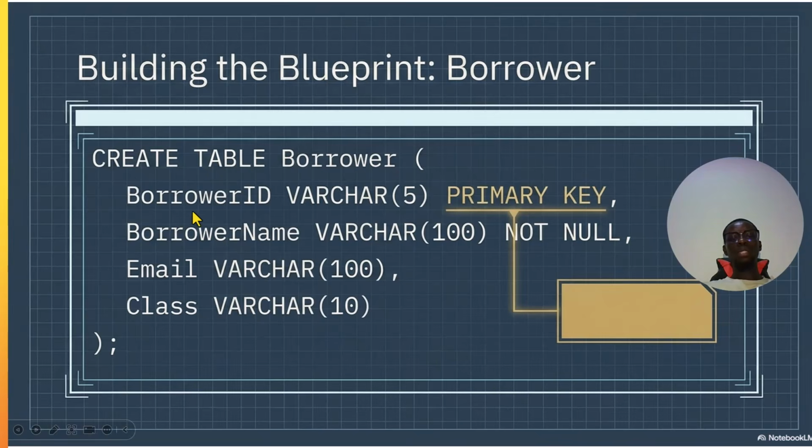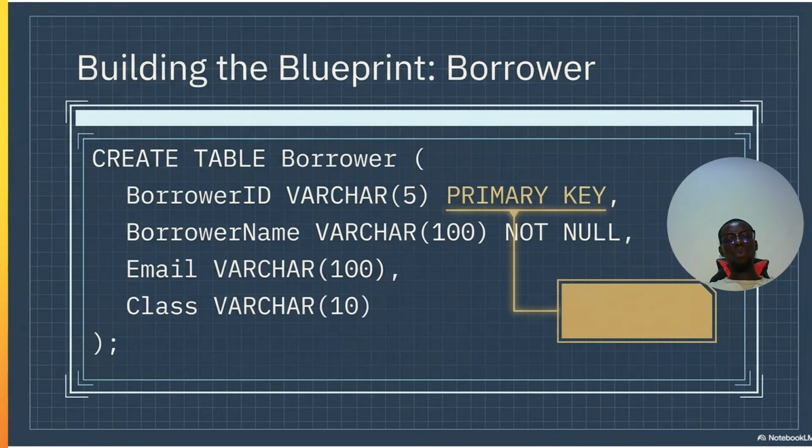So we must get one, which is the borrower ID. With this, you see that we have varchar here. This means that the borrower ID can be variable characters in combination, and it shouldn't exceed 5. And we are using the borrower ID as our primary key. So with this primary key, if we set it, anywhere that we want to find it, we can, with the borrower ID becoming a foreign key in another table.